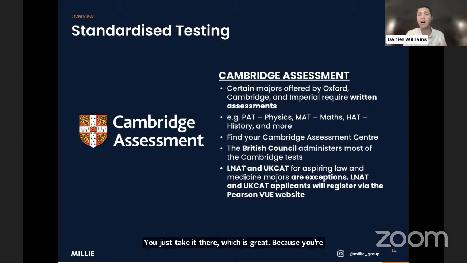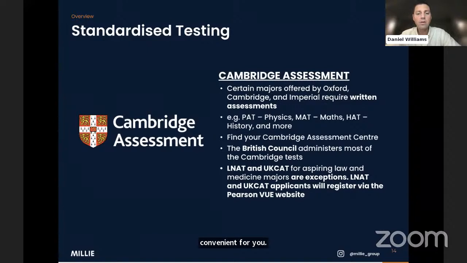If your school does not offer the Cambridge assessments, then the British Council in your area also administers most of these Cambridge tests. You may have to pay a registration fee or something like that, but it's also possible. And if there's no British Council nearby, you can also register via another test site. So you go to your Cambridge assessment website, you type in your zip code, and various locations will pop up for you. You choose the one that's the most convenient for you.